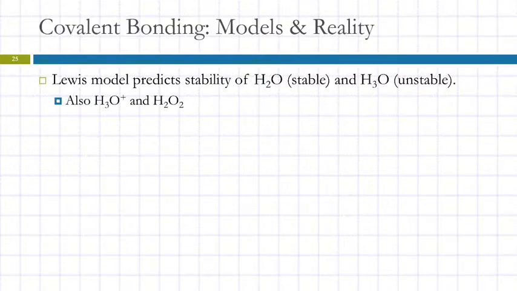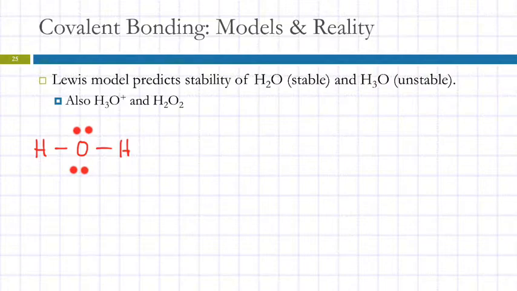So let's compare this to reality. Let's look at the Lewis model for water, for H3O, H3O plus, and H2O2. So, different combinations of hydrogens and oxygens. Well, we've already done the Lewis structure for water, so we're not going to go over and over on that. We'll just draw it out here. So there's water.